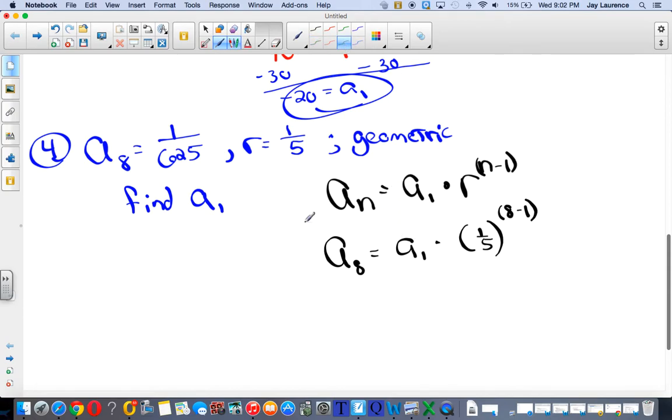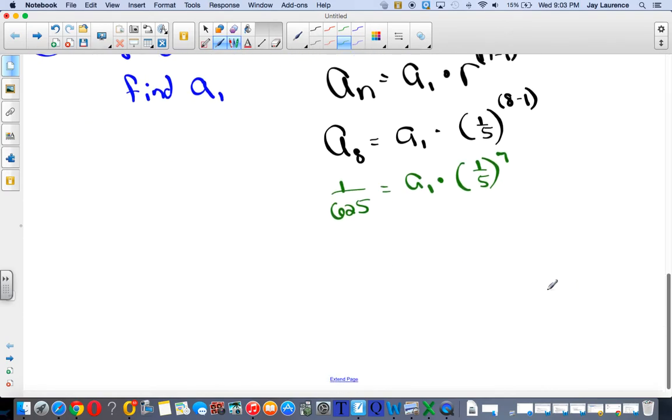Now I'm going to substitute in this number for a sub 8, 1 over 625, equals a sub 1 times 1/5 to the 7th. Now be careful here, there were a few people making mistakes. This here is the same as 1 to the 7th over 5 to the 7th, right? Now, I don't happen to know 5 to the 7th off the top of my head. That's going to be a pretty big number.